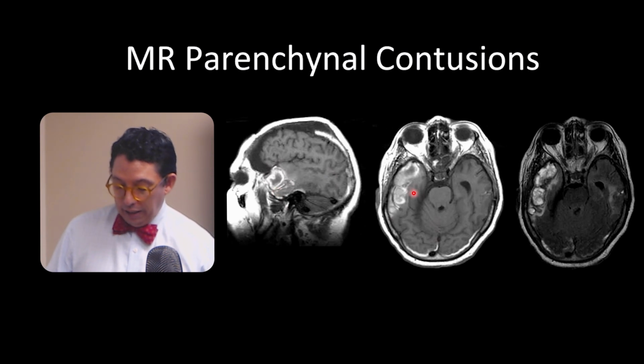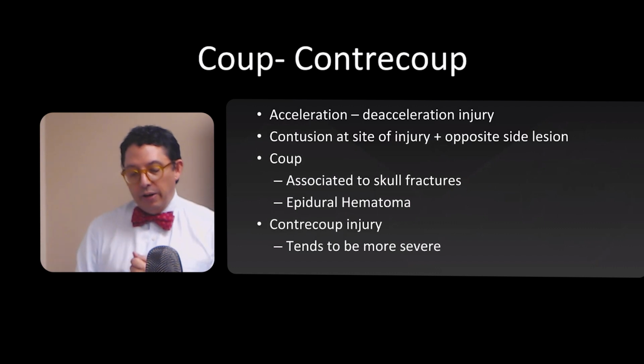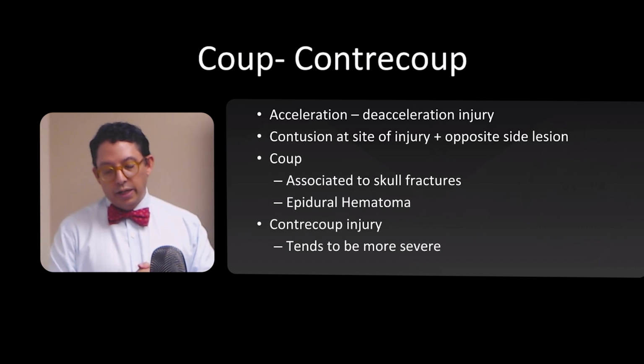But if you go back towards the other side, you see that there's an extraaxial fluid collection in the subdural space in the opposite part of the head, right? This is what we call a coup contrecoup. It happened because of acceleration, deceleration. The contusions are at the site of injury and on the opposite side.